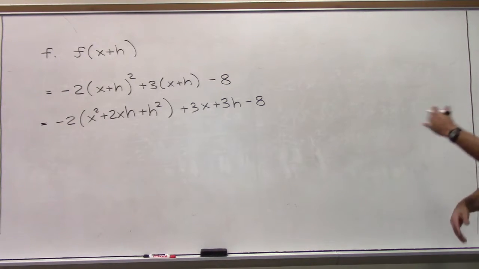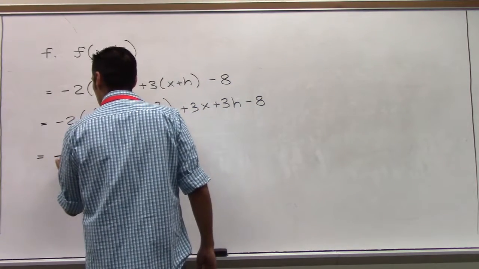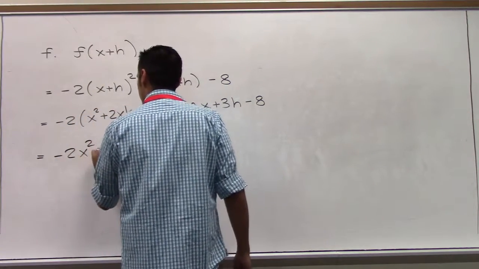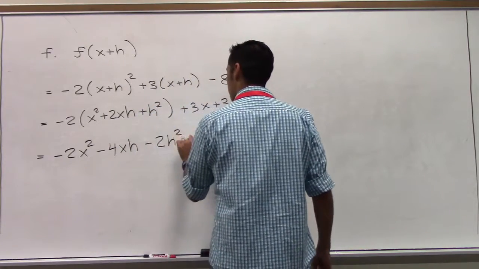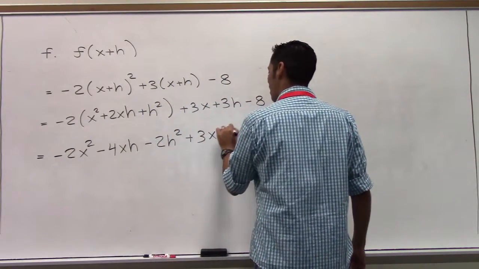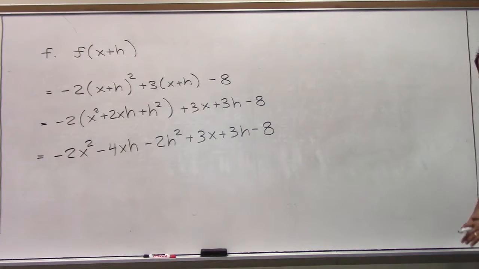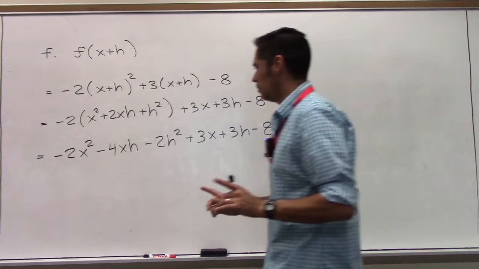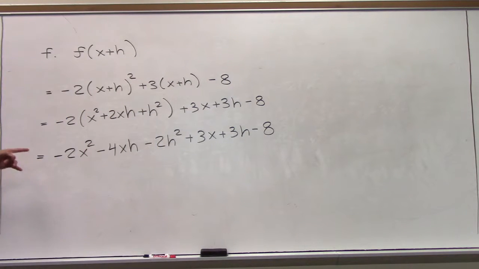All right, so now distribute the negative 2 through. What's kind of weird here is that when you go to collect like terms, it's kind of interesting because not a whole lot goes together. In fact, nothing here goes together. Do you leave it like that, or do you move them around? I moved the negative 2h squared over. Oh, yeah, that's a good question.